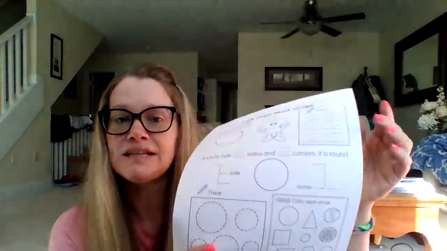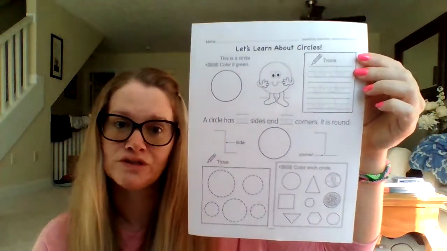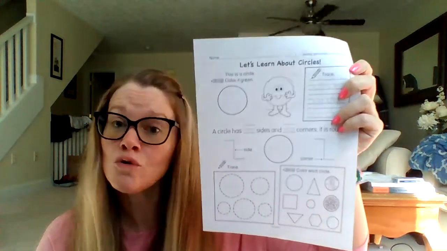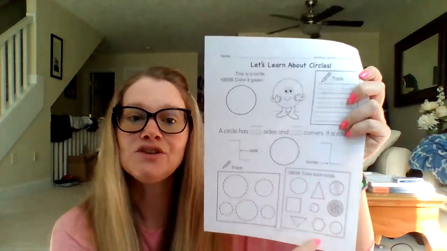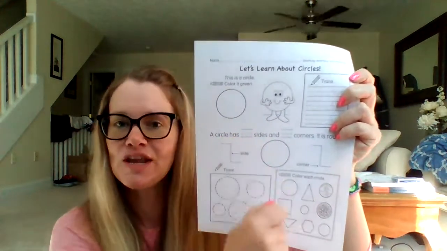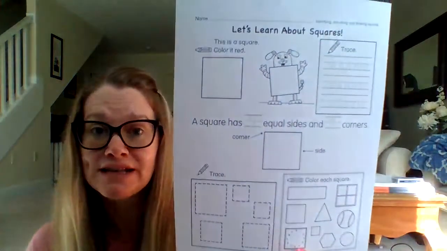Then you have some math sheets. This sheet specifically talks about circles. So you trace, and it talks about corners and sides and shows you that a circle has none. No corners, no sides. Down here, you color the ones that are circles, and you trace the circles to get that shape feeling.